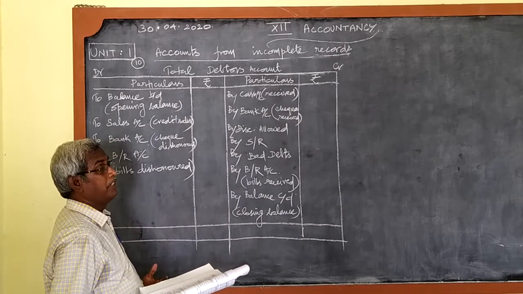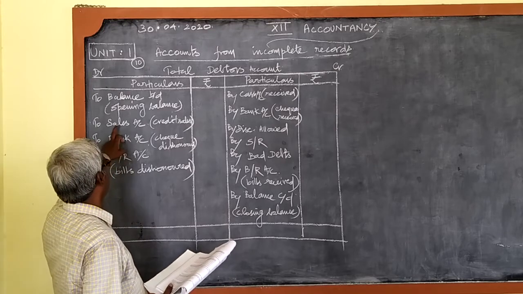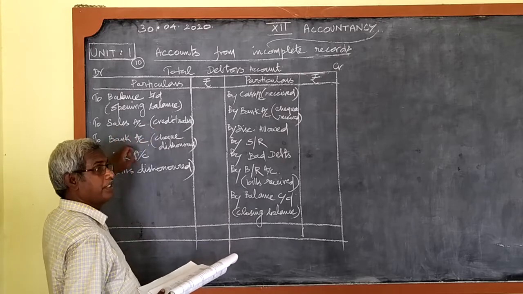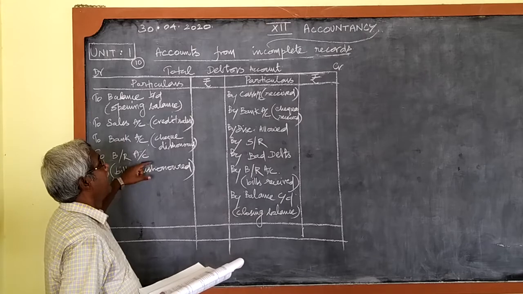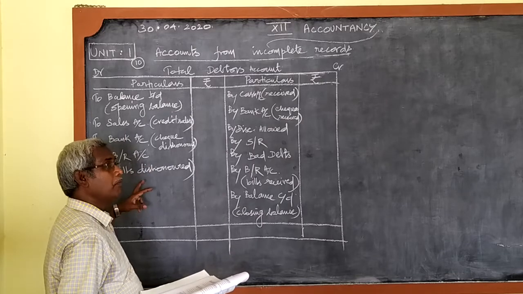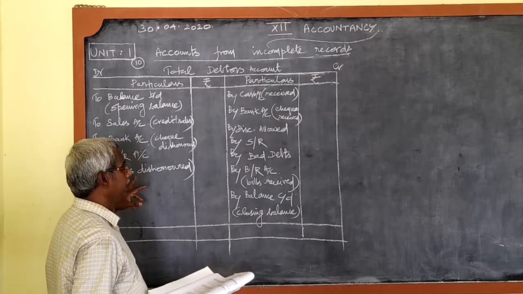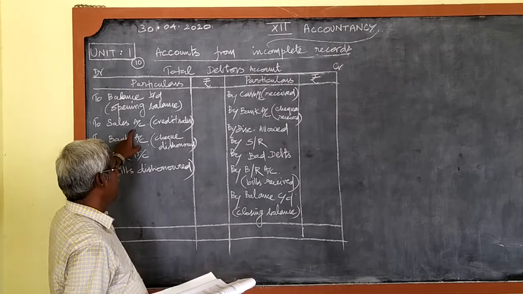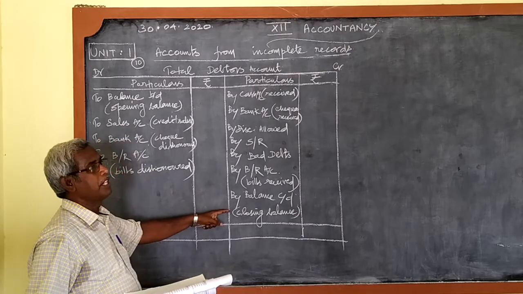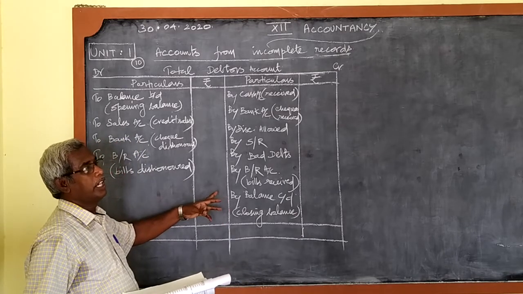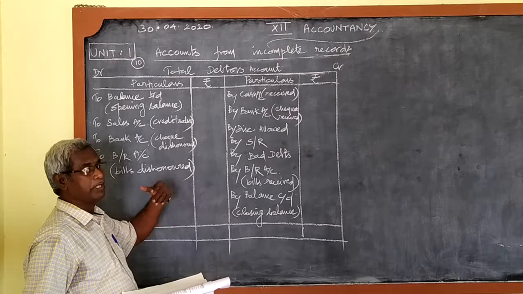What is the possibility of asking another question? Find the sales, that is the credit sales. And therefore, under the debtors account, what are the possibilities of finding? One, this credit sales. The other one is the closing balance of the debtors, that is the total amount of debtors at the end of the period.